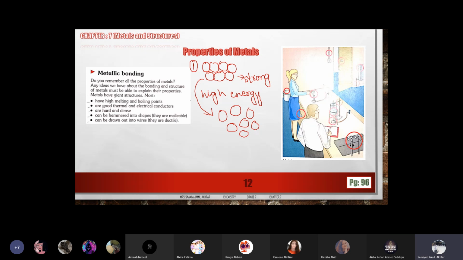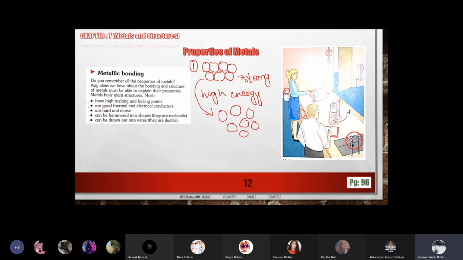Okay, number two point is they are good thermal and electrical conductors. Teacher, because their atoms are packed very tightly so that the electricity and the heat can pass very easily. No, because of the tight structure, this is not the reason for the electrical conductivity.